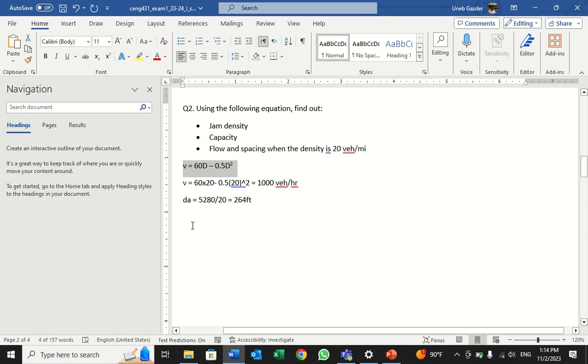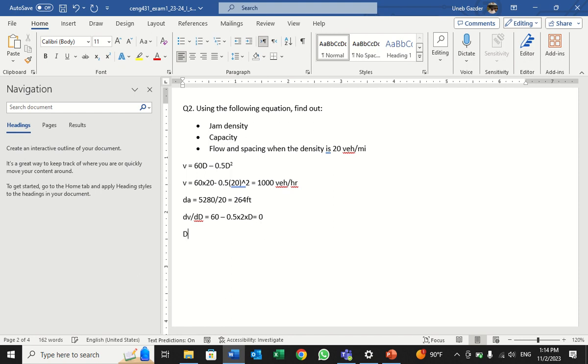Then for capacity, when you reach capacity, that means the slope of this equation should be equal to 0. So first you take the slope, dq upon dk, then you take the derivative. It will be 60 minus 0.5 into 2 into density, and you put it equal to 0, and in this way the density comes out to be 60 vehicles per mile. Now for jam density, if you do 2 into 60, because 60 becomes a critical value, that also is jam density. There's no problem with that.